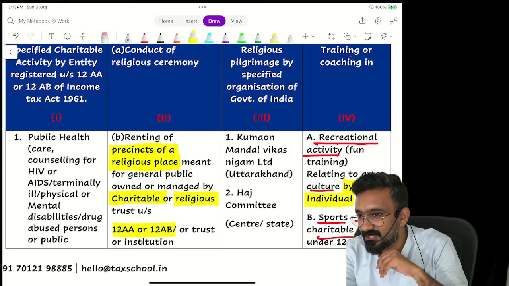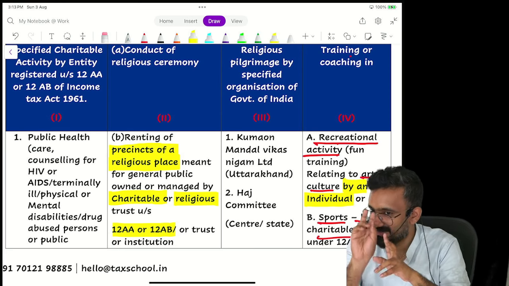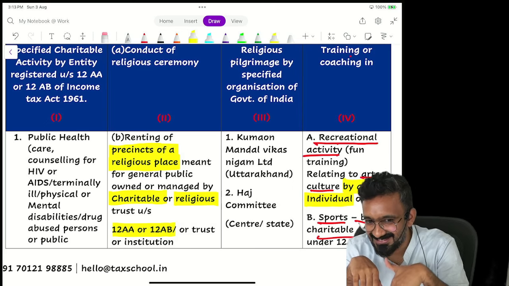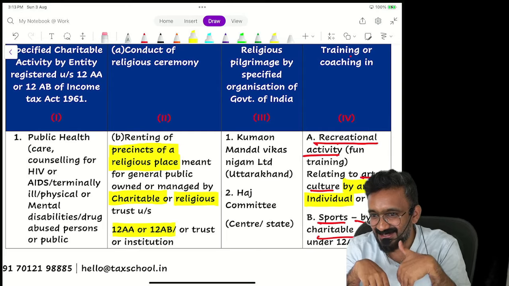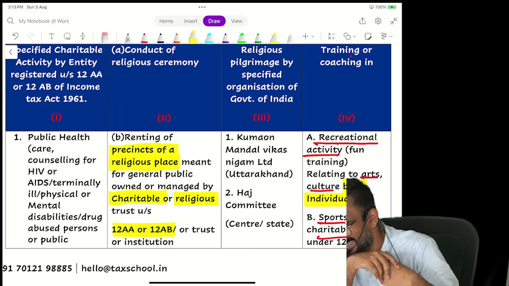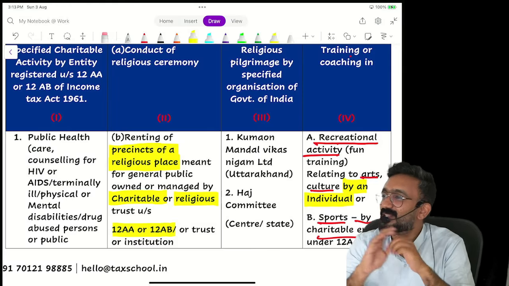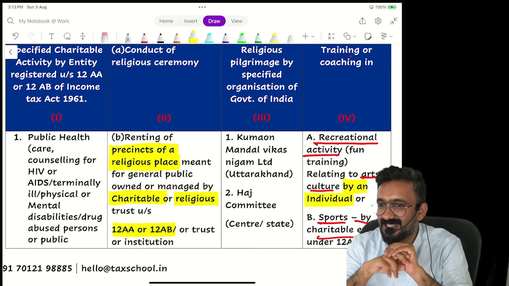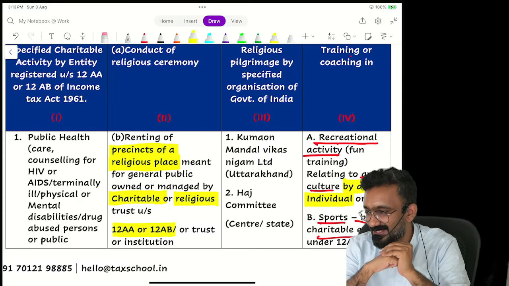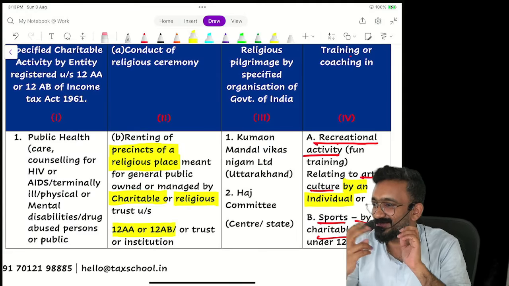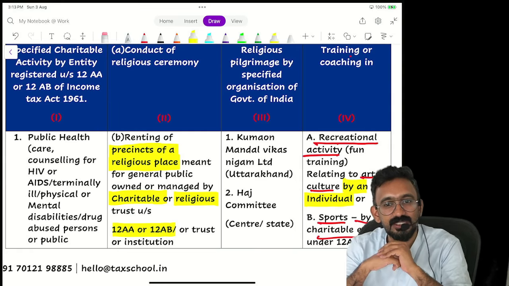Suppose the same Darshan is giving us cricket coaching. How to bat? How to get 20 runs in 30 balls? Just kidding. He's giving us batting coaching or bowling coaching. He's a cricket player. And we are paying him 2,000 rupees for that per day. Would it be taxable or exempt?